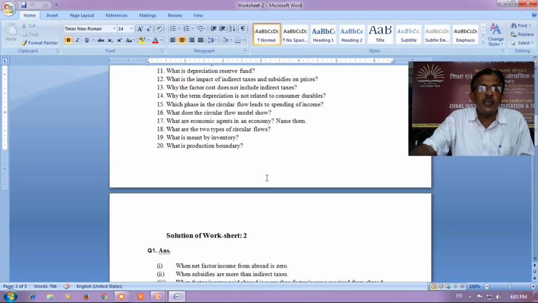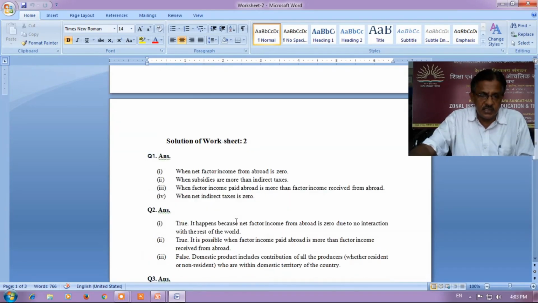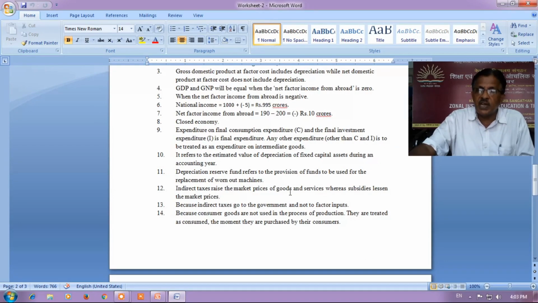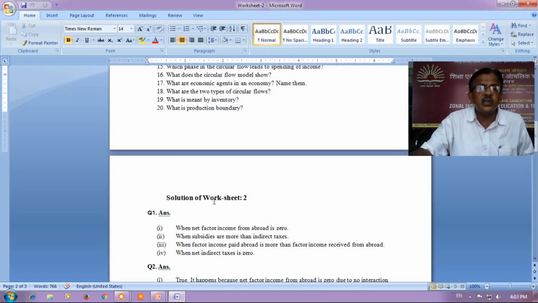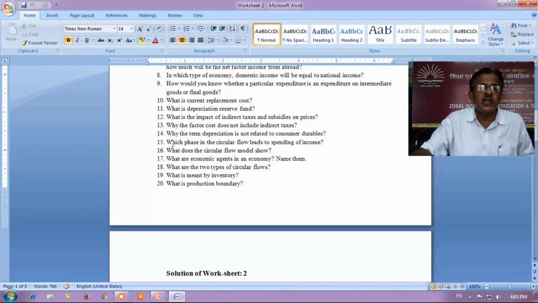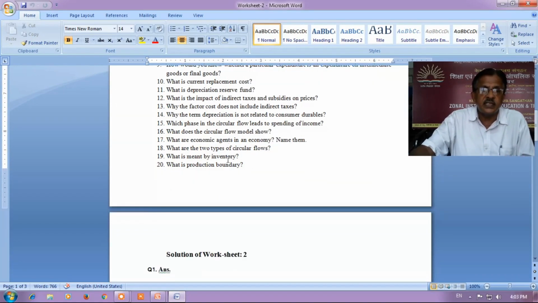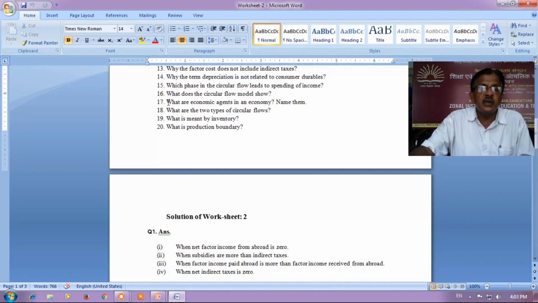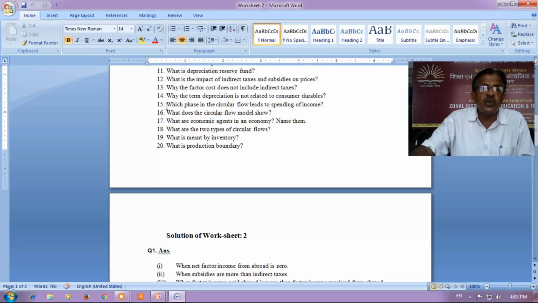Number 12, what is the impact of indirect taxes and subsidies on prices? Indirect taxes raise the market prices of goods and services, whereas subsidies lessen the market prices, already discussed in the previous video lessons. Number 13, why does the factor cost not include indirect taxes? Because indirect taxes go to the government and not to the factor owners. That is very important. Indirect taxes go to the government. It doesn't go to the factor owners.